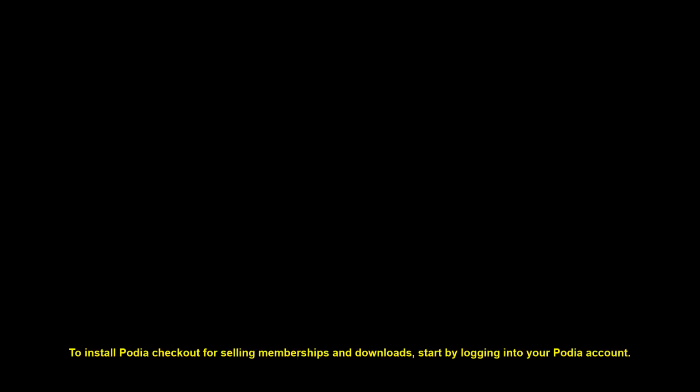To install Podia checkout for selling memberships and downloads, start by logging into your Podia account. Once logged in, navigate to the dashboard. Locate the products section on the left side menu. Click on Create Product to start adding your memberships or downloads.